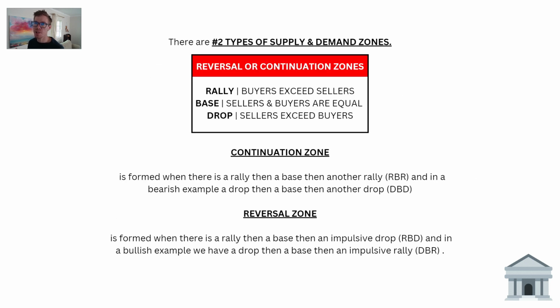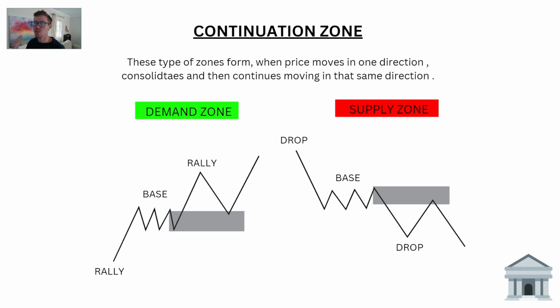There are 2 types of supply and demand zones: reversal and continuation zones. These include a rally where the buyers exceed the sellers, a base where the sellers and buyers are equal, and a drop where the sellers exceed the buyers. Continuation zones is when a price moves in one direction, consolidates, and then continues to move in that direction. Price rallies, bases, and rallies again.